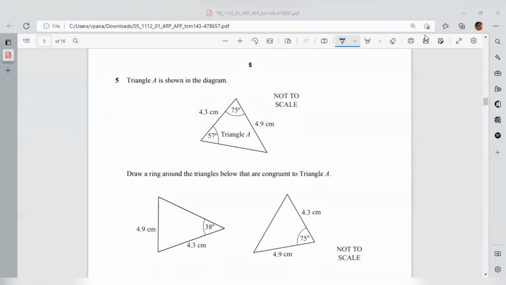The triangle A is shown in the diagram. Draw a ring around the triangles below that are congruent to triangle A.